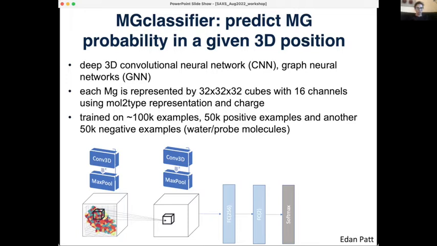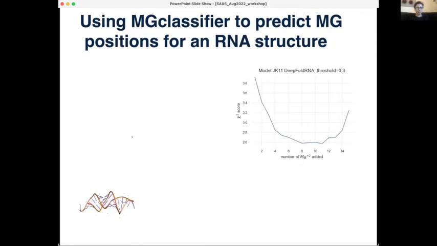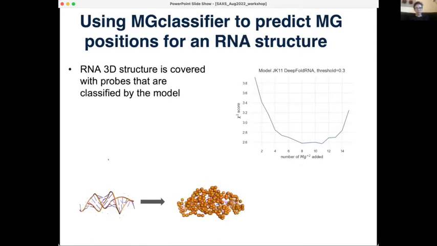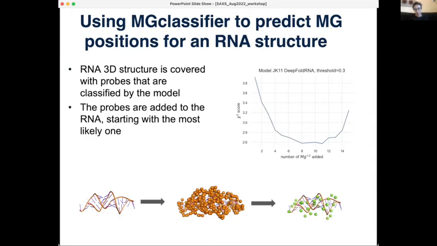And so we tried two networks, a convolutional neural network and a graph neural network, and eventually the graph neural network was much better for this task. And the network, given a probe or position in 3D space next to RNA, predicts if it can be a magnesium. So this is RNA. We surround it with different probes, and we select those that are likely to be magnesium.